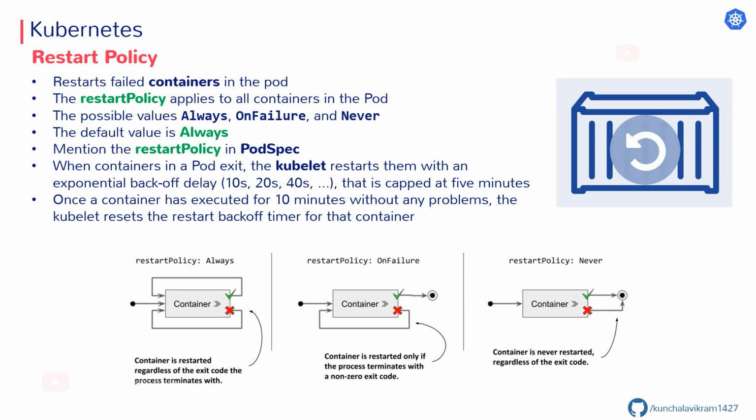But what if the container started counting down from 10, but stopped at 5 and then exited? Then this is not a positive exit code; it is a failure. In this case, if you have the restart policy set to OnFailure, those containers which failed will be restarted. But if the container exited with a positive exit code, those will not be restarted. Clear?